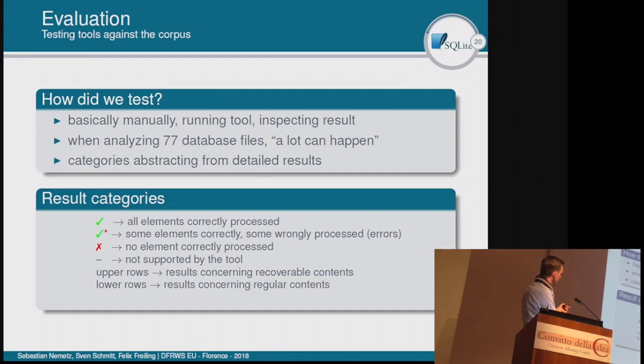So we have different categories, starting with a simple check mark, meaning all elements are correctly processed by the tools. We have a check mark with a star, meaning some elements were correctly processed, but something else happened, like some error was thrown or some warning was given, something was wrong during the analysis. But we still got good results for the elements. And a red cross, meaning no element was correctly processed. And I want to be very clear, that does not mean that no content at all had been recovered. That just means that no content had correctly been processed. Now, there may be parts of records that we saw, but something was wrong. And just another sign for not supported by the tool.